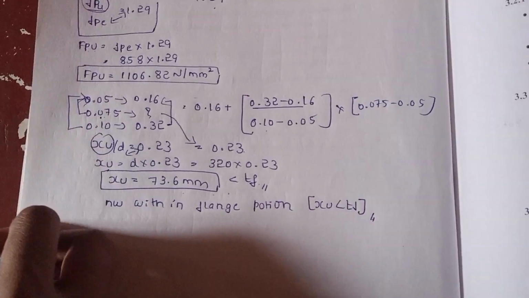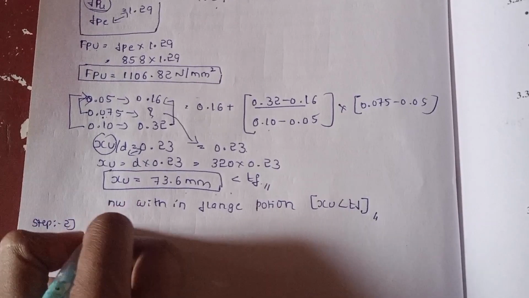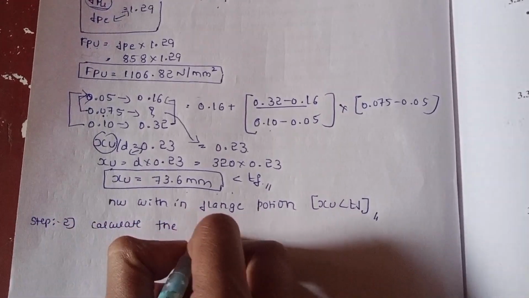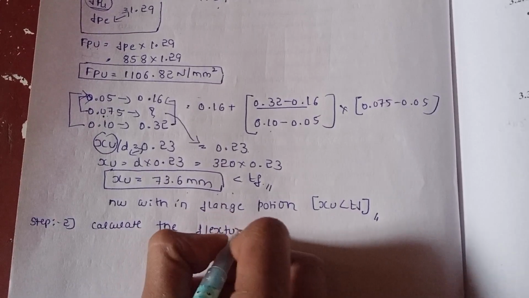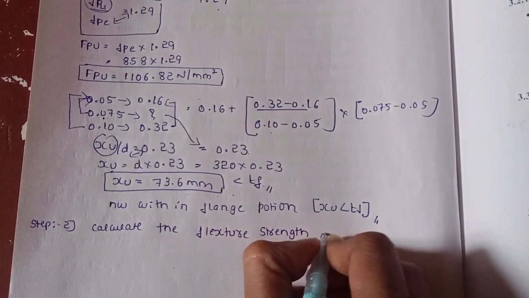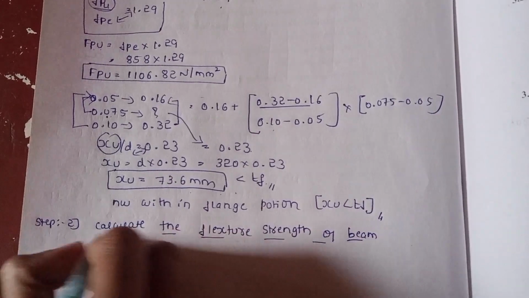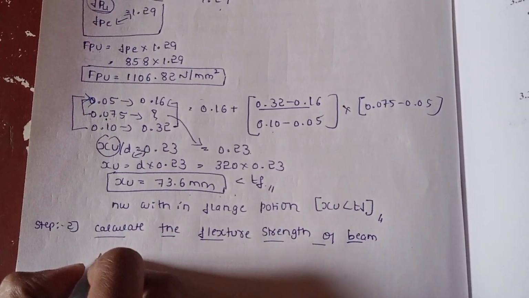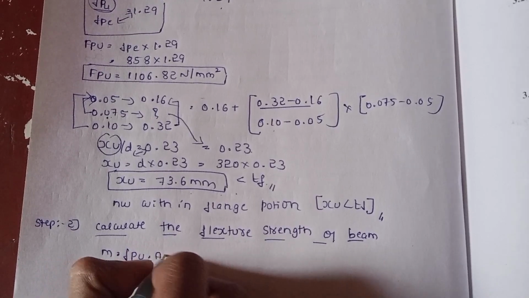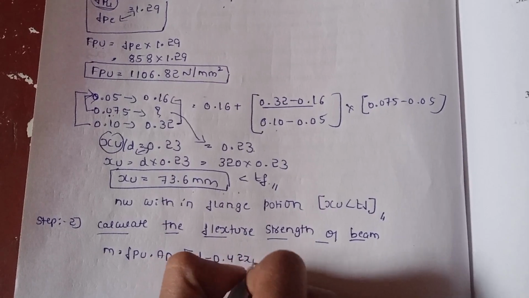Then step number 2, calculate the flexure strength of the beam. The formula is M equal to FPU into AP into bracket open D minus 0.42 into XU.